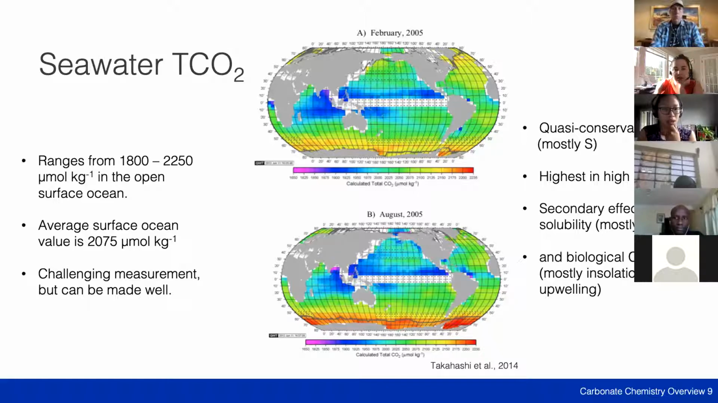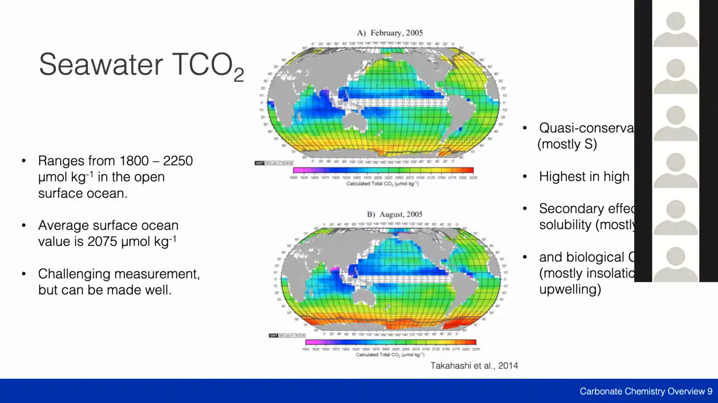DIC in the ocean ranges from 1800 to 2250 in the open surface ocean, and the average surface ocean value is 2075. This is in contrast to pH, which is easy to measure but difficult to do well. DIC is difficult to measure, but if you can measure it, you can do it pretty well. It is highest in the high latitudes. When I say high latitudes, I mean the northern part of the ocean in this slide, the highest north and south, because latitude is horizontal.